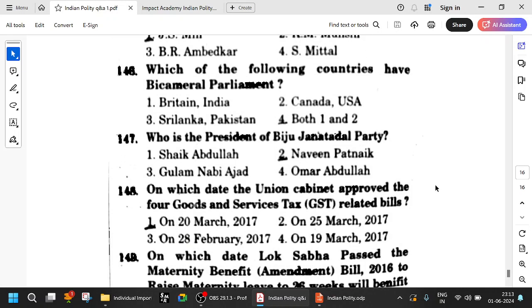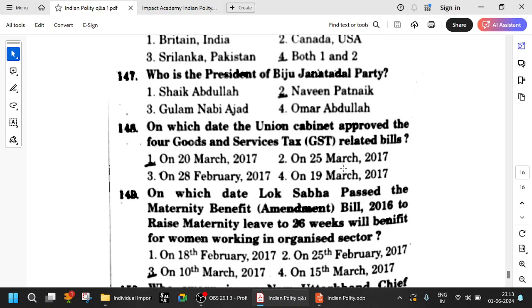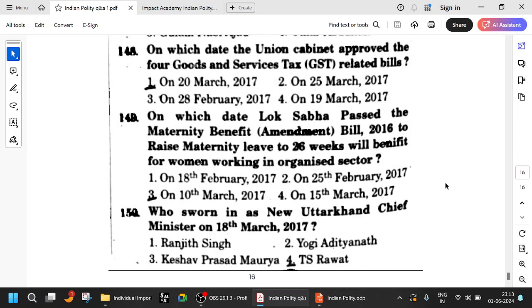Who is the president of BJD, Biju Janata Dal? Naveen Patnaik, even today. On which date did the Union Cabinet approve the GST bill? On March 20, 2017. In general everyone remembers 2017, and March also, but 20th March may be difficult. If you are preparing for Group 2, even if you remember March 2017, it could be enough. Just remember 2017.